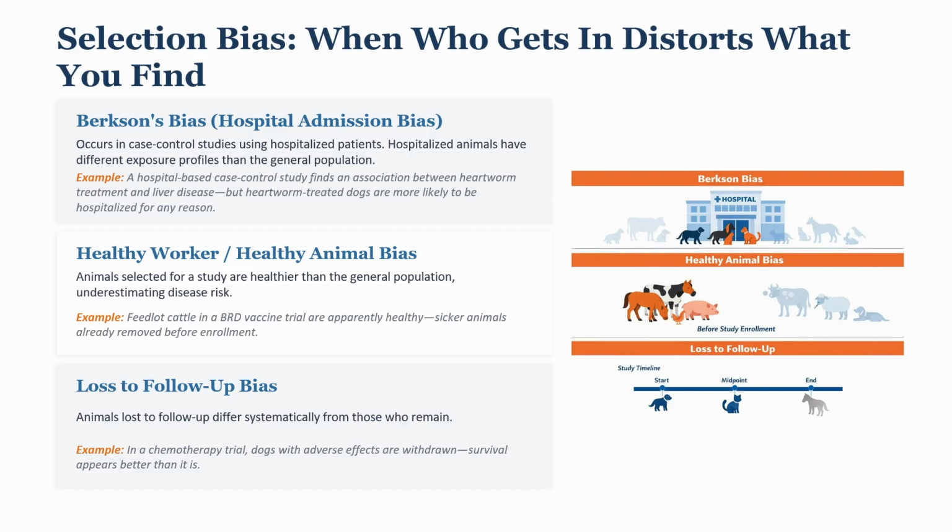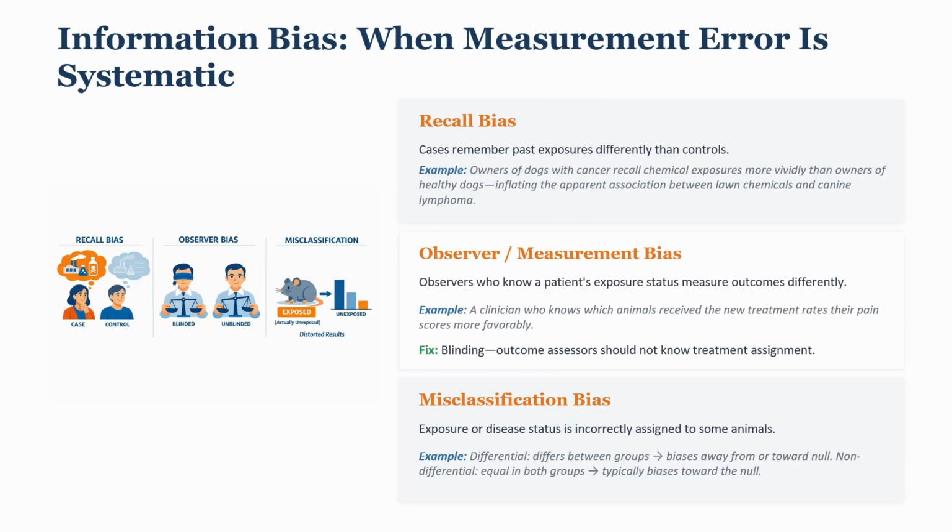The common thread. In all three cases, the mechanism of selection into or out of the study is correlated with both the exposure and the outcome. That correlation is what creates the distortion. Information bias occurs when the measurement of exposure or outcome is systematically wrong. Let's look at the major subtypes.